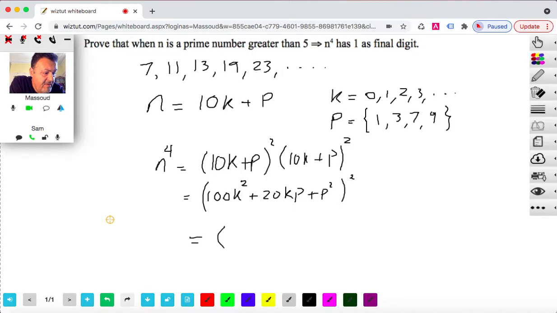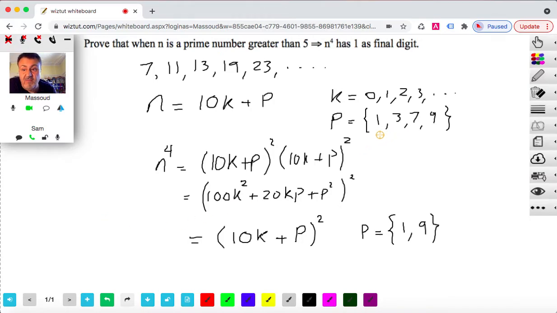So this would in fact eventually be another multiple of 10 plus a final digit. And that final digit this time, p in this case, can only be from a smaller set than before, and that set would be 1 or 9. The final digit 1 was created from squaring this, which gave us 81, and the 9 as a final digit was from squaring that. Squaring that is 9, squaring that's 49, so 9 is there.